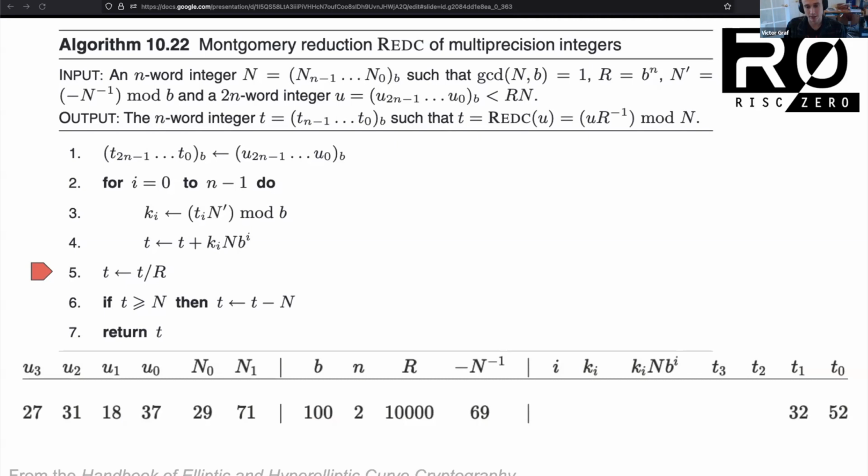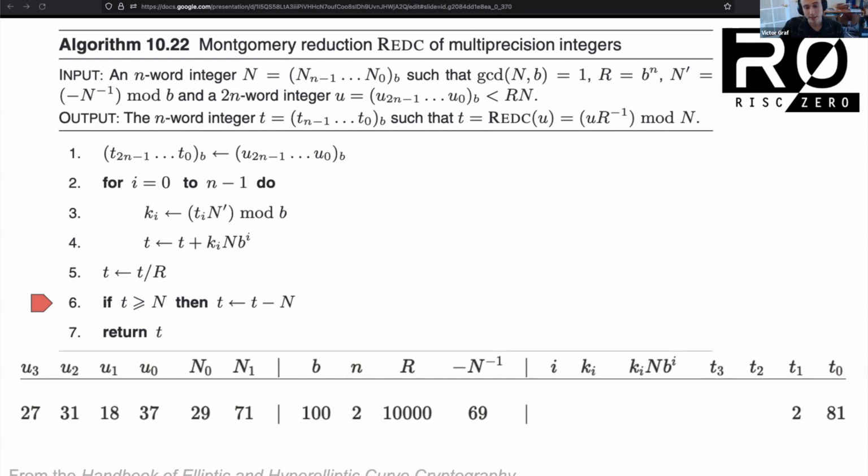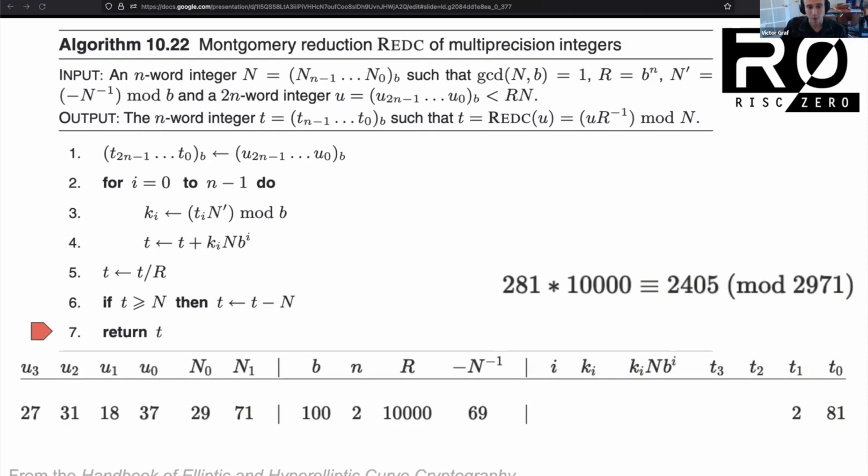Now, in this case, just as before, this gives you a mostly reduced result. In this case, the reduced result is going to be between zero and two times the modulus, so that we need up to one subtraction. And in this case, we actually do need a subtraction because it's larger than the modulus currently, and the result is 281. And that 281 value, as promised, is the reduction of U times R inverse.